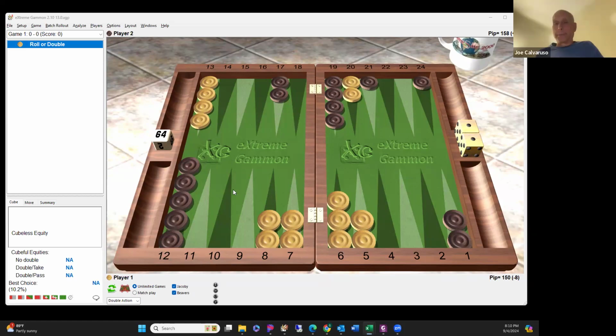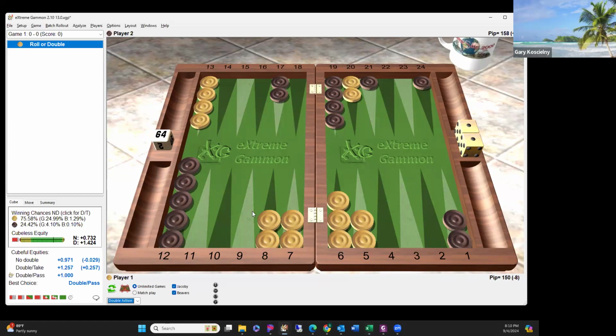No cube. Yeah. Well, yeah, strictly application, that would be no cube and take. It's actually a double and a big pass. And I would guess that the error for not doubling is because it may be considered too good. And so why is that?